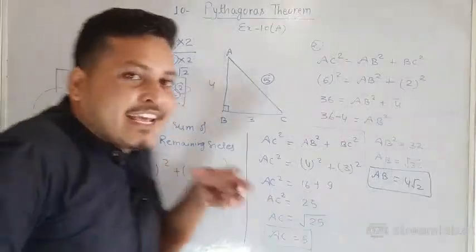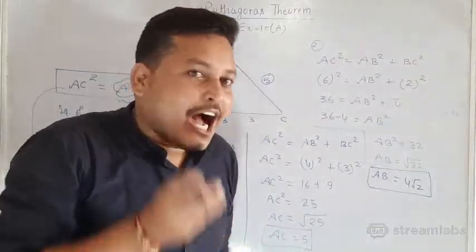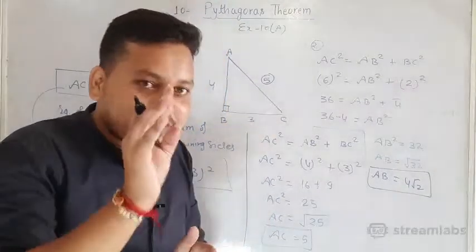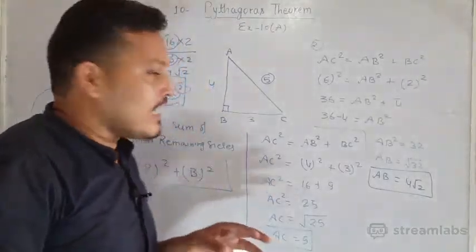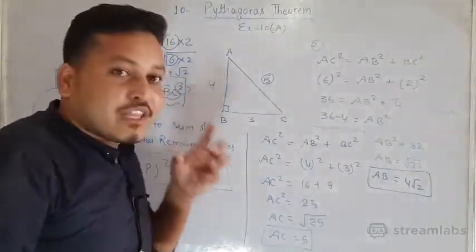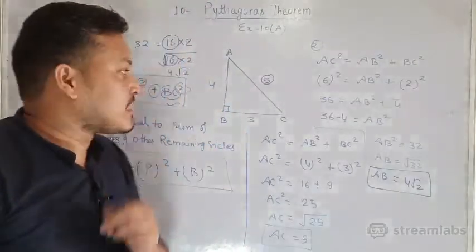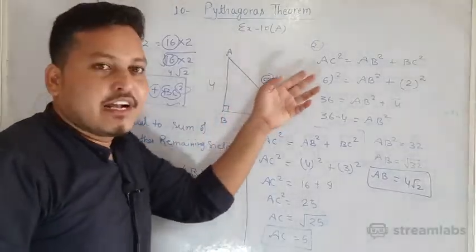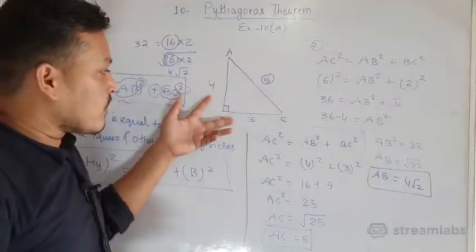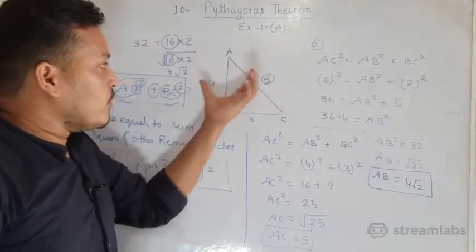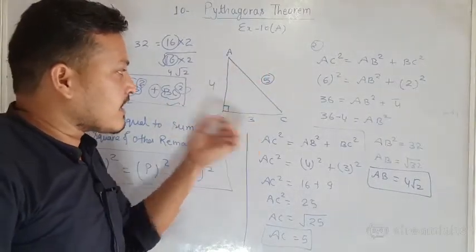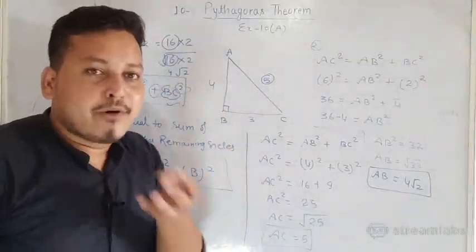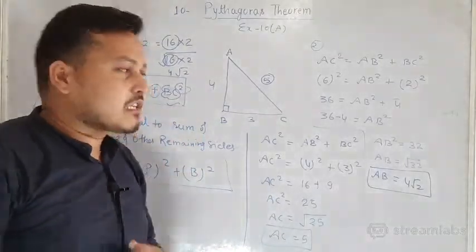So in the case of inequalities, those who regularly watch the classes know about inequality. We learn that the sum of two sides is always greater than the third side. Here 4 and 3 is 7, and 7 is greater than 5. Taking the other two sides, 5 and 4 is 9, greater than 3. 5 and 3 is 8, greater than 4. So this is proved here: the sum of two sides is always greater than the third side.